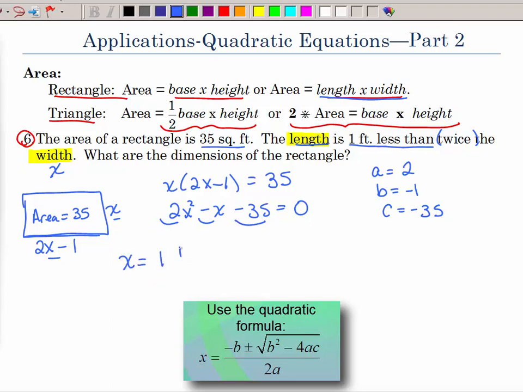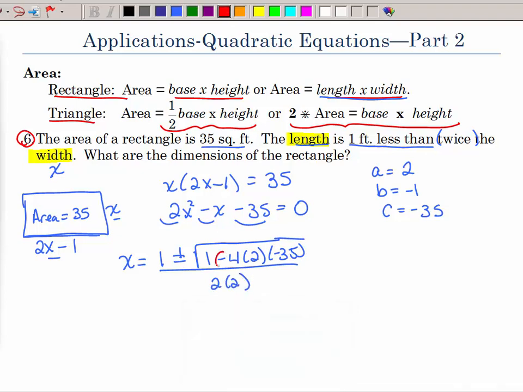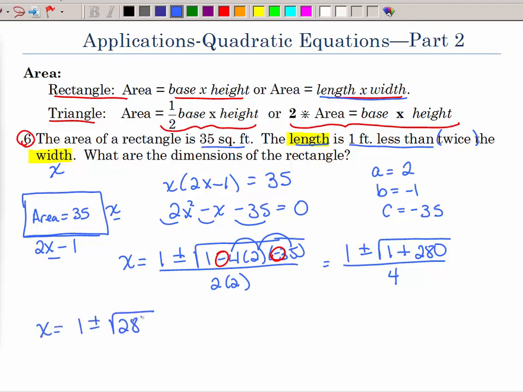x equals the opposite of B plus or minus the square root of B squared. When you square a negative, we have positive, minus 4AC, all divided by 2A. Now I see two negatives here, so that tells me I'm going to add underneath that radical sign. So I have 1 plus, that's 70 times 4 is 280, divided by 4. So I have x equals 1 plus or minus the square root of 281 over 4.